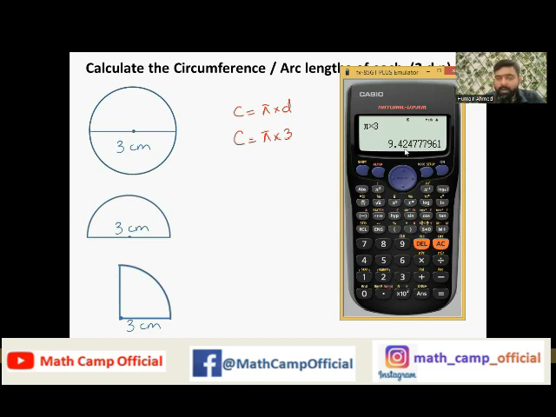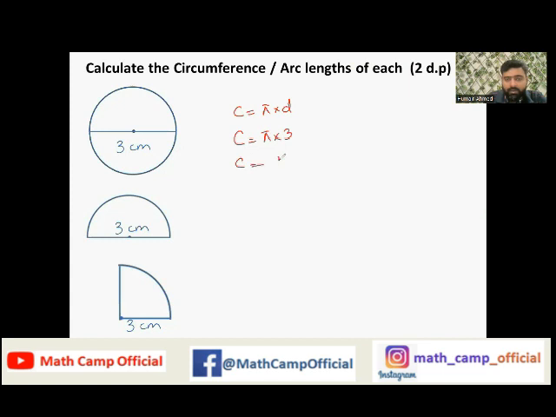So now the circumference of this circle is 9.424777961. We are going to round it to 2 decimal places as mentioned in the question. So it will be 9.42. So circumference is equal to 9.42 centimeters. All right, now the second question.